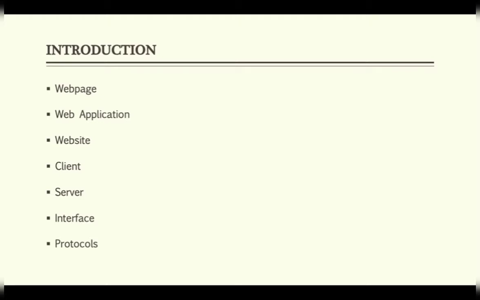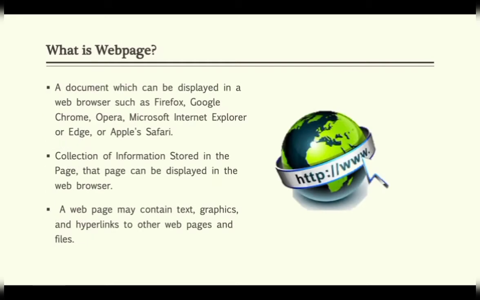A web page is nothing but a document. We can display the content in browsers, that is Firefox, Google Chrome, Opera, Internet Explorer, Apple Safari or whatever it is. We can define it in another way: a collection of information stored in a page that can be displayed in the web browser is also called a web page. A web page contains text, graphic effects, audio or video, hyperlinks and other things. So this is called a web page.